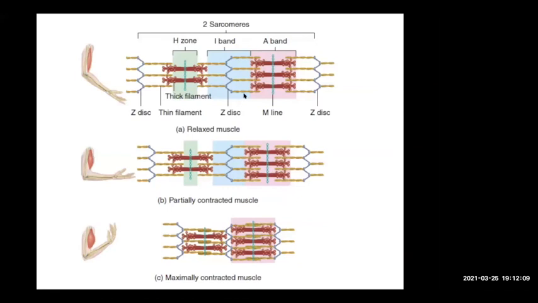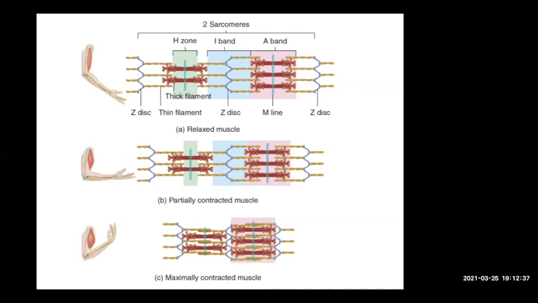All right, and here's from your book. Over here, this is drawing 2 sarcomeres. Same things, your I band, the 2 halves of an I band on either side of the Z discs. And then you have the A band. And over here, they're showing a relaxed muscle, then a partially contracted muscle.